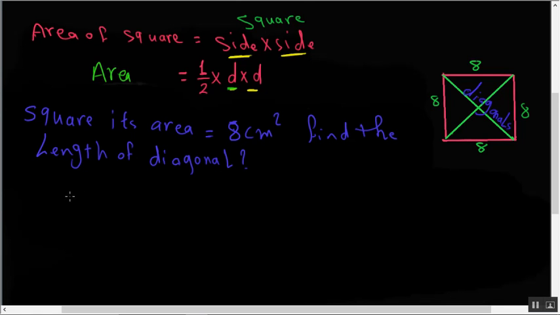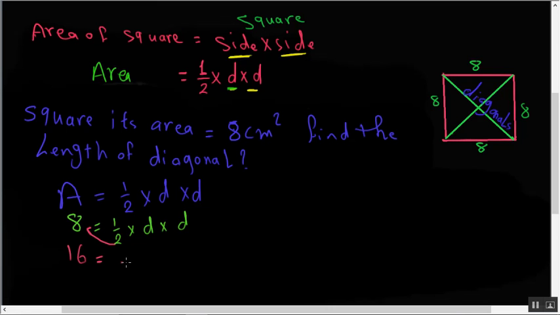We have area of a square equals half times d times d. Here he said area equals 8. 8 equals half times diagonal times diagonal. We can say 2 times 8 equals 16, and we find a number times itself equals 16. So the result here, diagonal times diagonal equals 16. We can say 4 times 4 equals 16. So here the diagonal equals 4 centimeters.